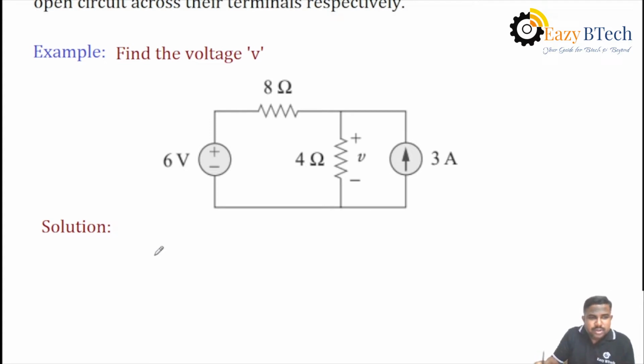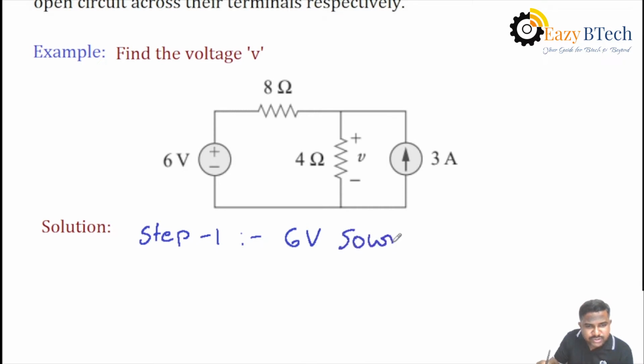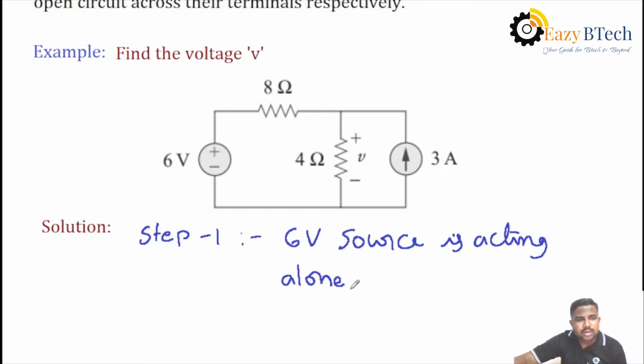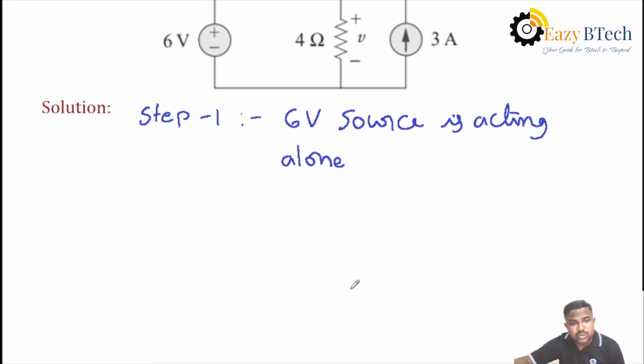For that, you have to consider the first case, that is, step 1. In step 1, you take only the 6 volt voltage source acting alone. Then the other source in the first step is the current source. How to eliminate the current source? The current source will be eliminated by open circuit.